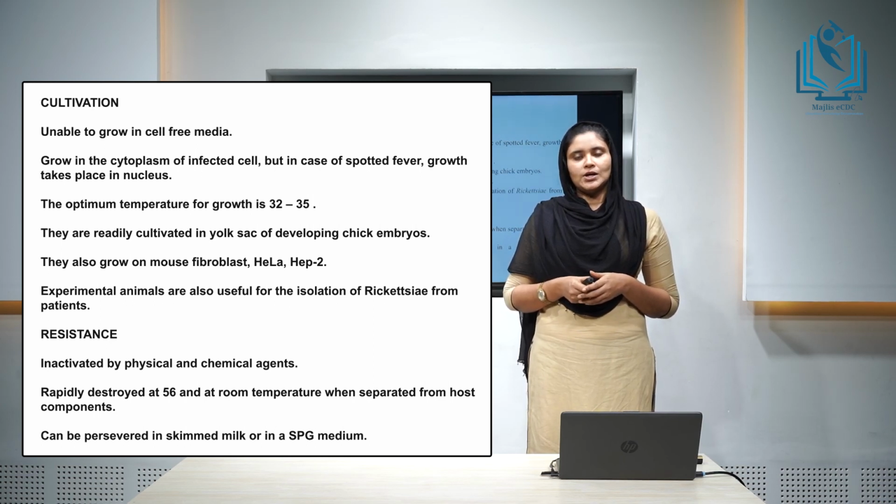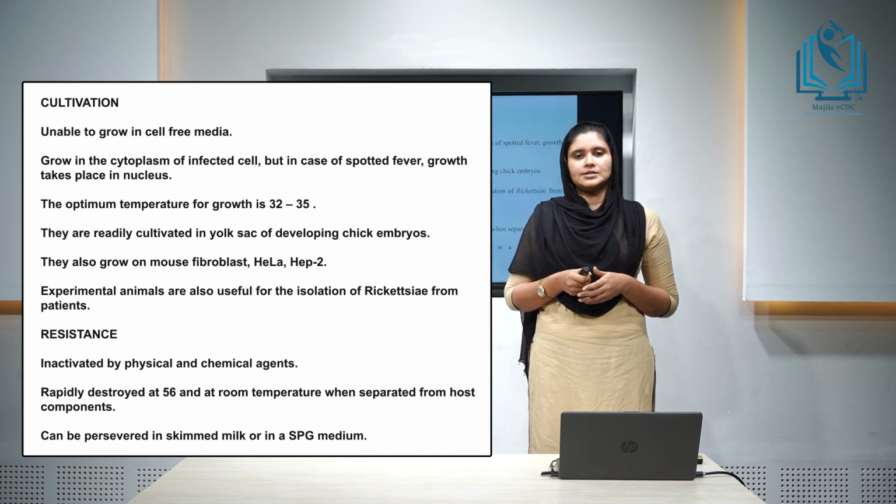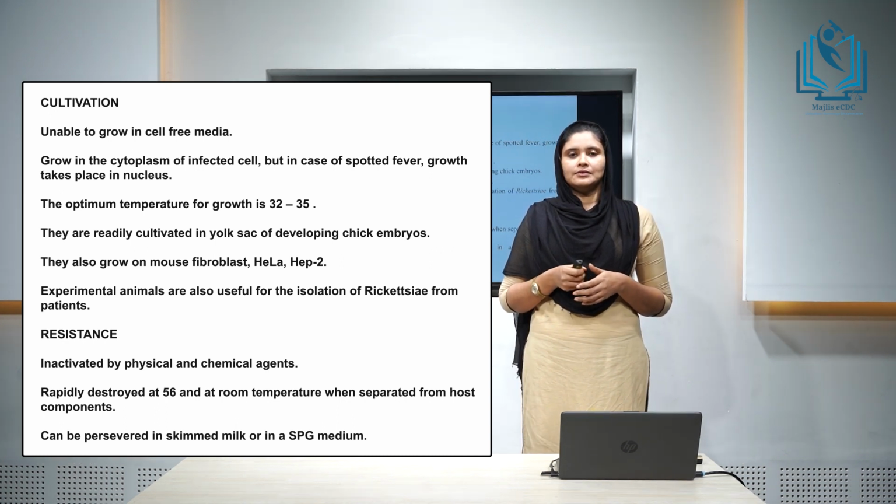And in tissue culture, these Rickettsial species are sensitive to mouse fibroblast as well as Hep-2 cells, HeLa cells and Vero cells. Only these cells are sensitive to growth of Rickettsial species. Next is about their resistance.